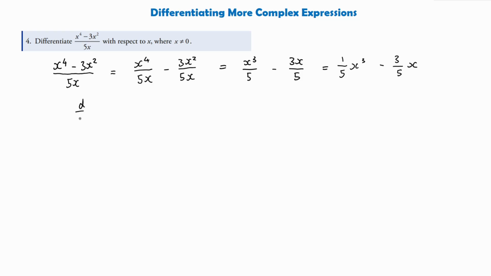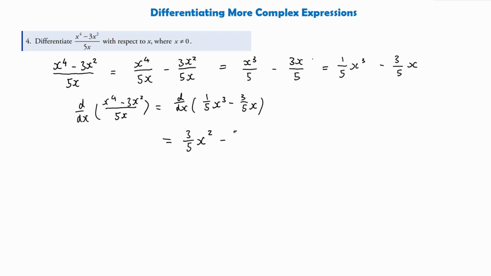So we would say that d by dx of x to the 4 minus 3x squared divided by 5x is equal to the derivative of this, 1 over 5 x cubed minus 3 over 5 x, which is going to give us, bring the power down to the front, we get 3 over 5 x, subtract 1 from the power, we get 2, and then because we have something of the form ax, we just get a on its own, like so. And this is going to be our derivative for our equation up here.